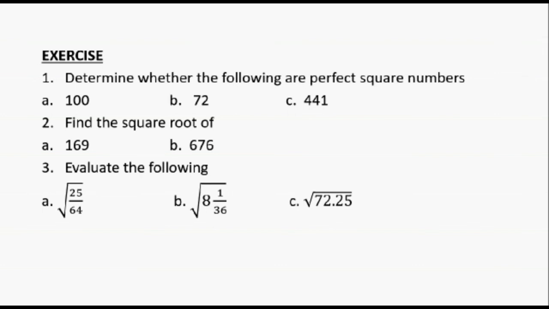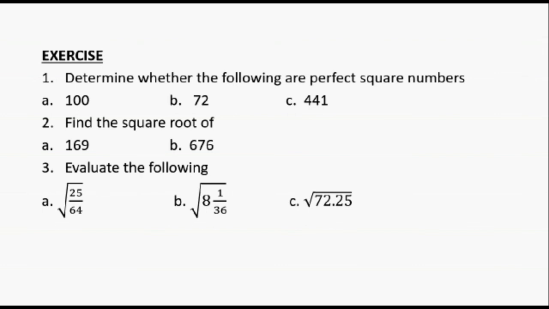We have A, the square root of 25 over 64. So you have to get the square root of the numerator on its own and the square root of the denominator and simplify. Then we have B, the square root of 8 whole number, 1 over 36. What you're supposed to do, change that mixed fraction into an improper fraction. Get the square root of the numerator and the square root of the denominator.